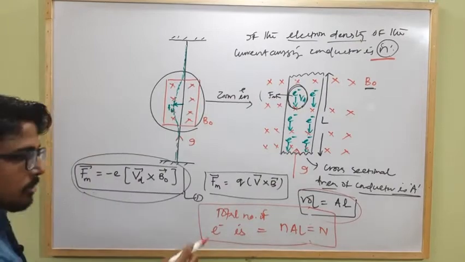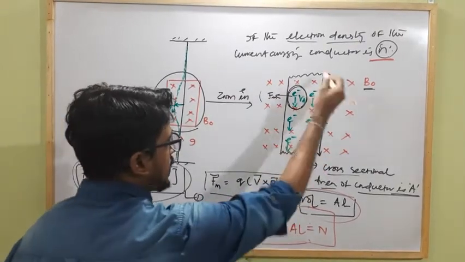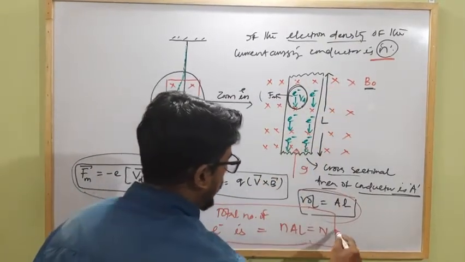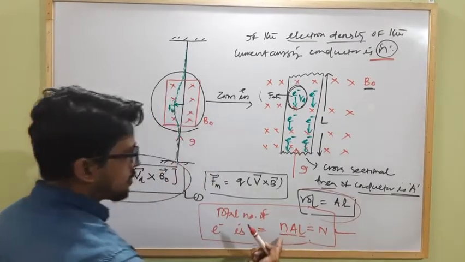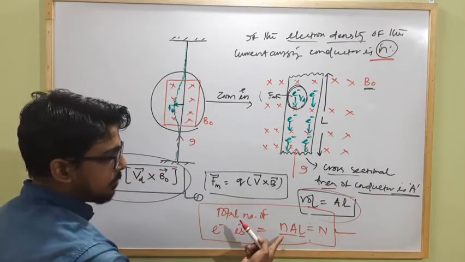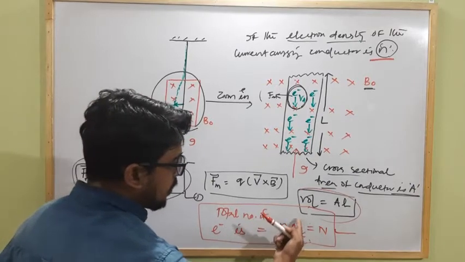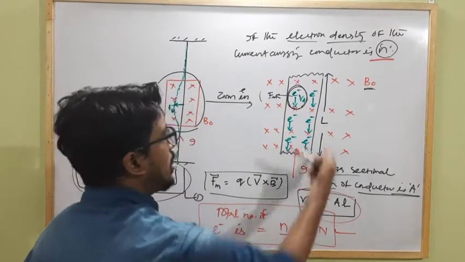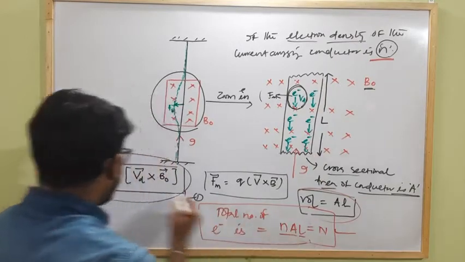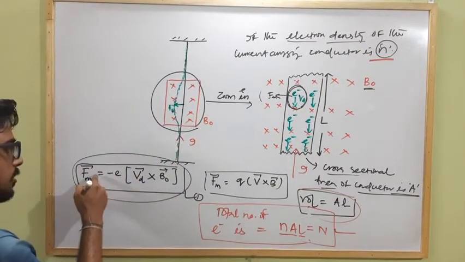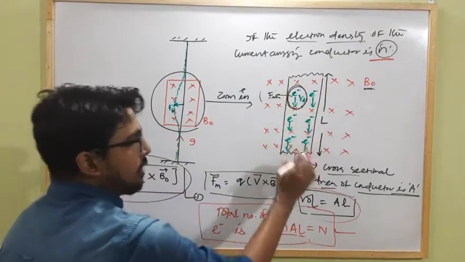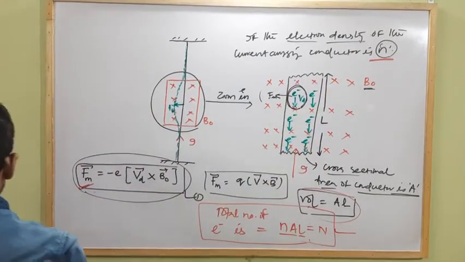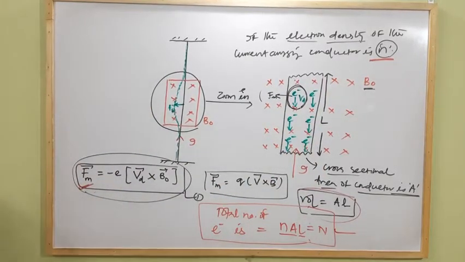Clear? So in this particular segment of length L, the total number of free electrons is capital N, which is equal to nAL. n is the charge density or electron density of the current carrying conductor, A is the cross sectional area, and L is the length of this segment. Clear? And this is the force experienced by a single electron, and this is the total number of electrons present over here. So what is the net magnetic force acting on the current carrying conductor?